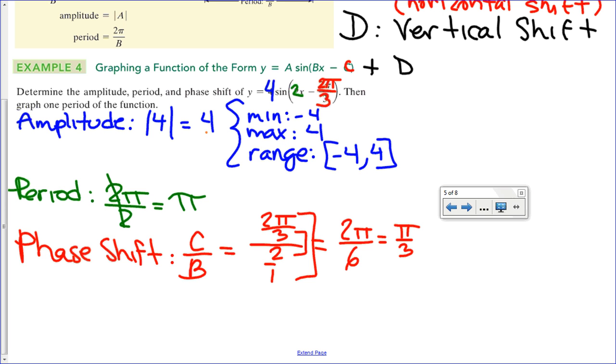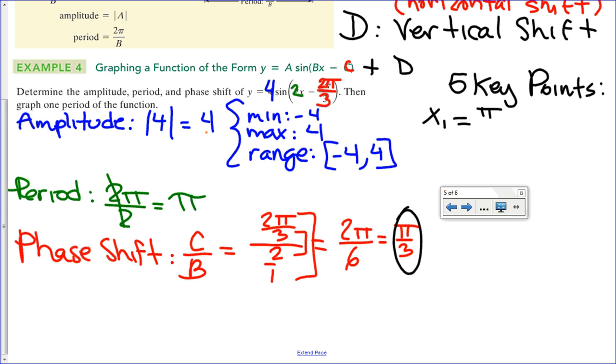Yes. So what this means is that the very first point is not going to be at 0. So for our 5 key points, the very first one is going to be here, pi over 3. And now, do you guys remember horizontal shifting? I've been telling you since Algebra 2, it is counterintuitive. Yeah? So if we see a minus 2 pi over 3, do you guys think it's going to move?